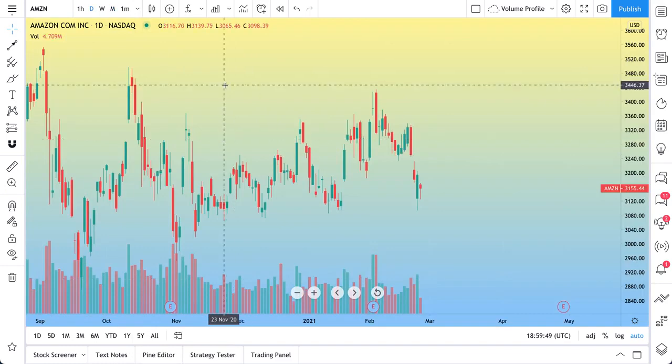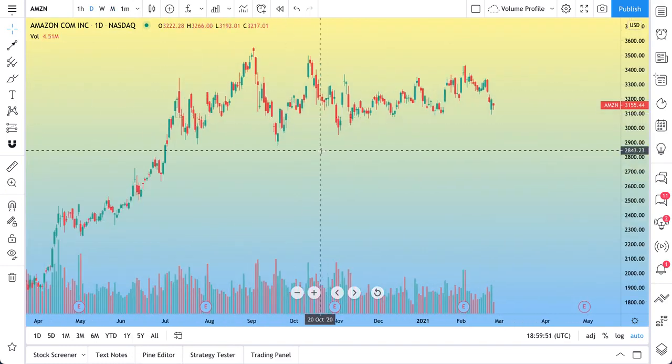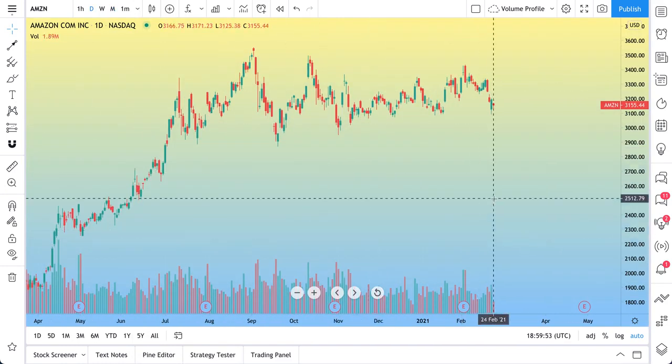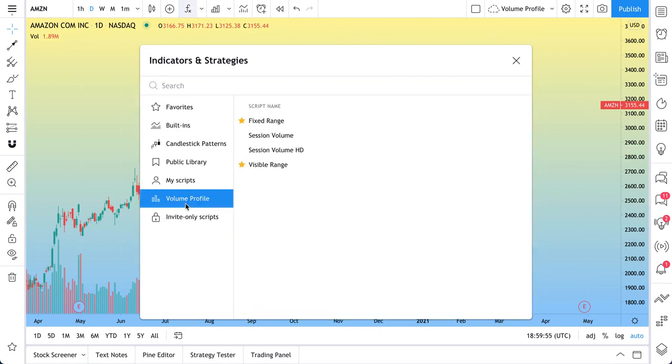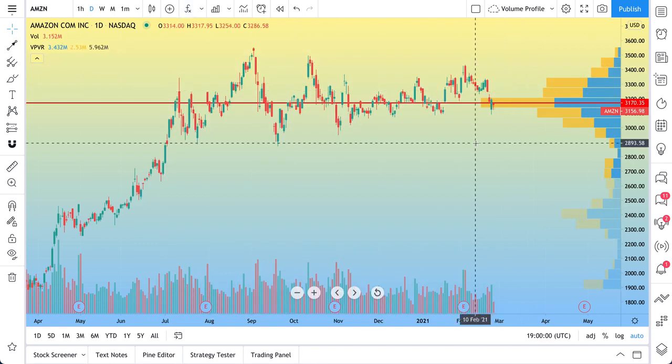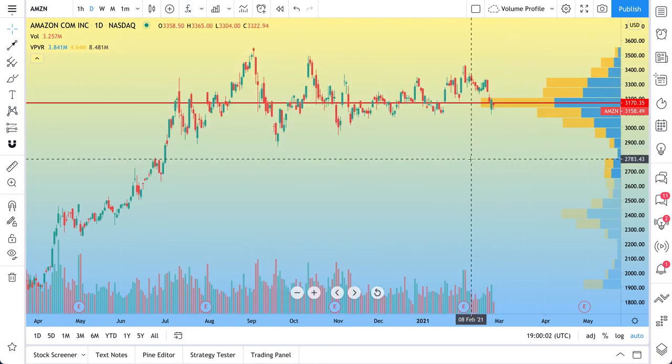So we hope that this video is really helpful. And now to dive in a little more, now that you understand volume, we just need to quickly show you volume profiles, because volume profiles are similar to volume, but they're presented differently.